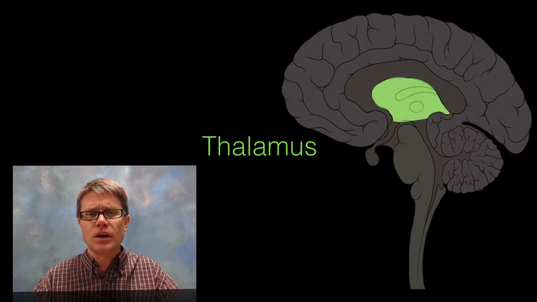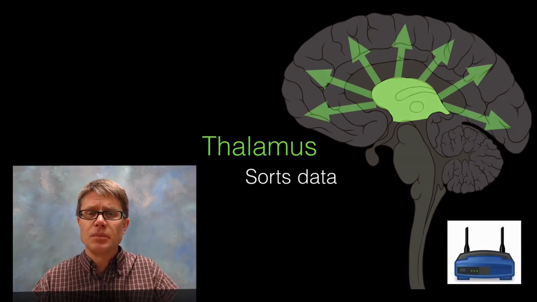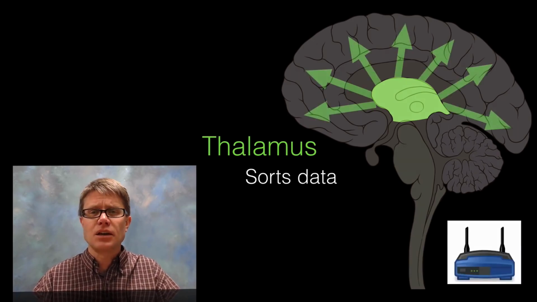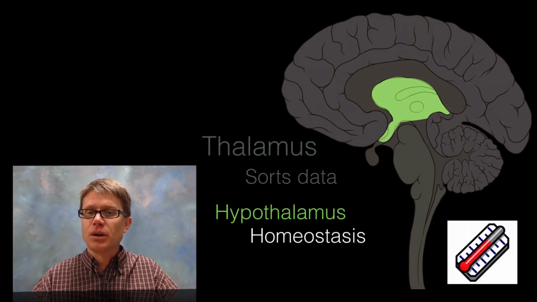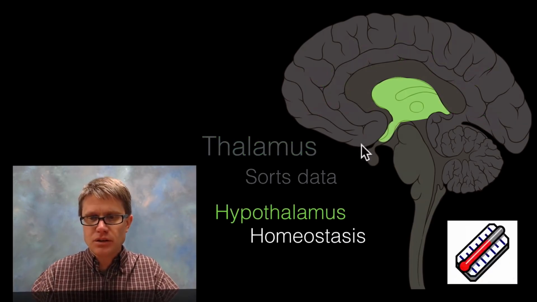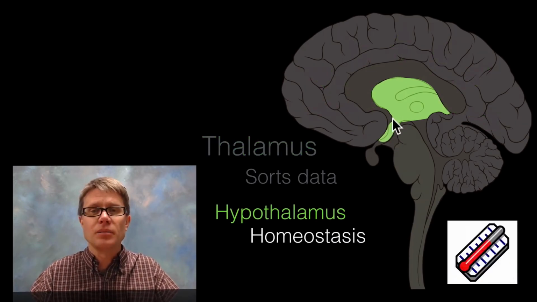If we keep moving up, we now have the thalamus. The thalamus, again, sits right on top of the brainstem. And so the best analogy I could come up with is a router. It's basically sorting data and sending it where it needs to go. If we were to look below that, there's a little structure here that's incredibly important. It's called the hypothalamus. That's going to be really right above the roof of your mouth.